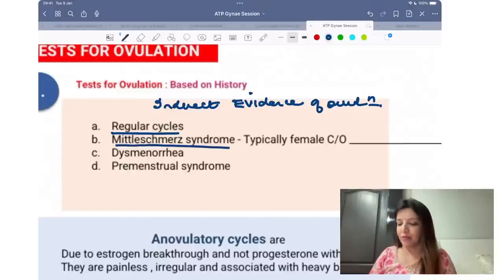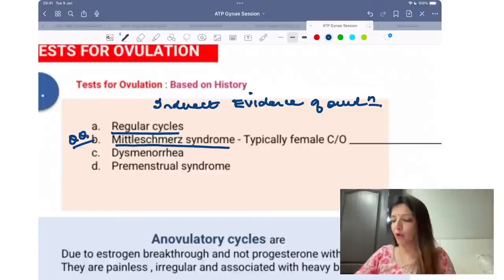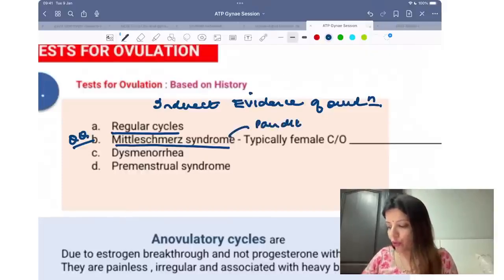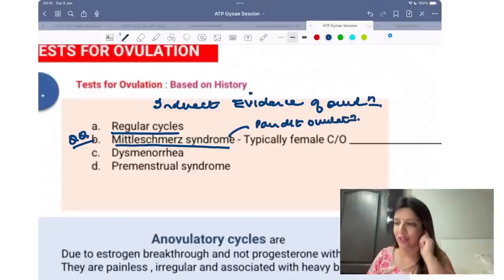What is Mittelschmerz syndrome? Again, a very important question. Mittelschmerz syndrome means that there is pain due to ovulation. Some females have pain due to ovulation.